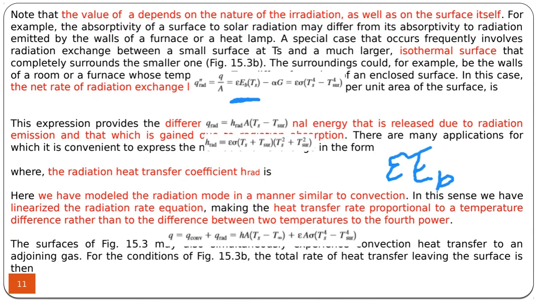Emissivity depends on the surface characteristics. For instance, if it's a black surface, emissivity becomes 1, meaning that it emits the maximum amount of radiation. If emissivity is very small, like close to 0, if it's a shiny surface, then emissivity becomes almost 0.